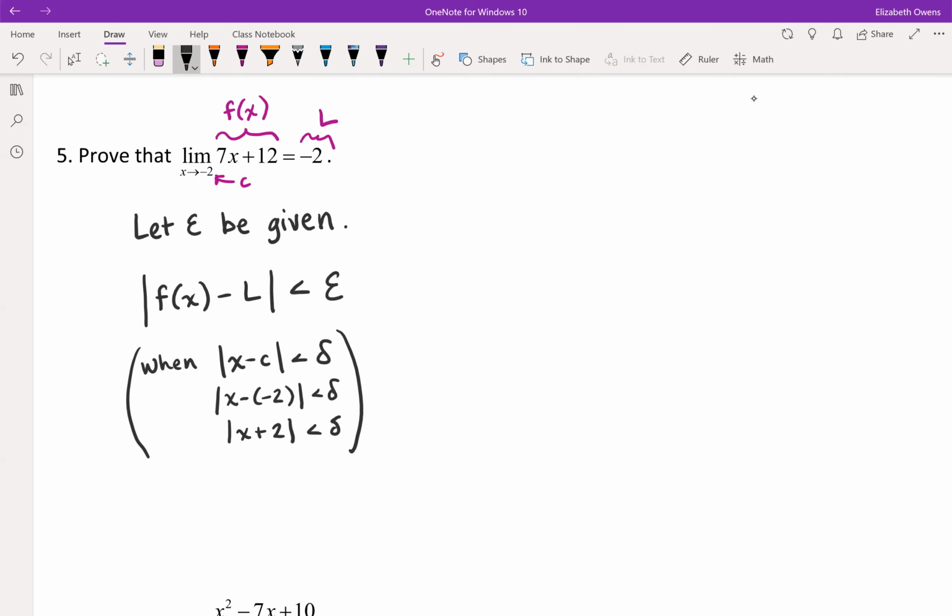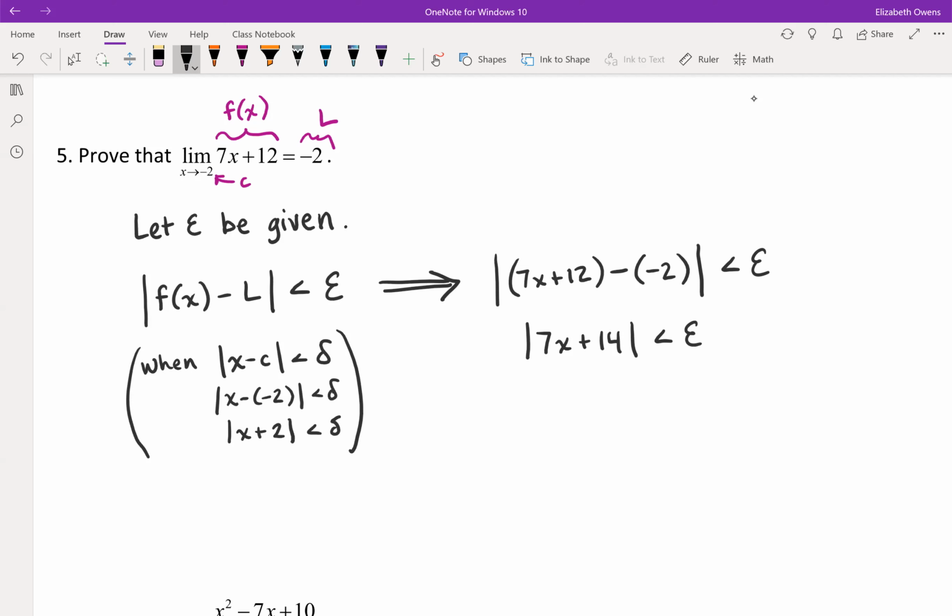Then we're going to start with our f of x minus L statement. Let's put in f of x, and let's put in minus L, -2. And that all is less than epsilon. Simplify things, combine like terms. You'll see we've got the absolute value of 7x plus 14 less than epsilon, and we can factor inside the absolute value.